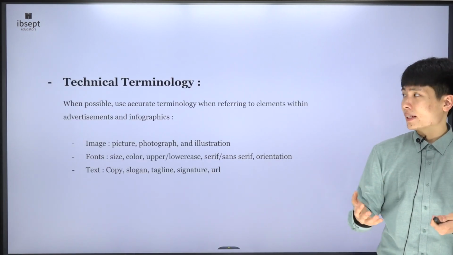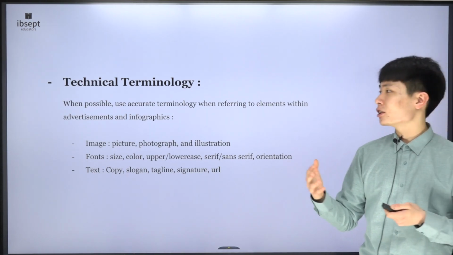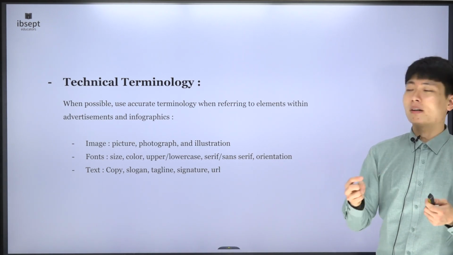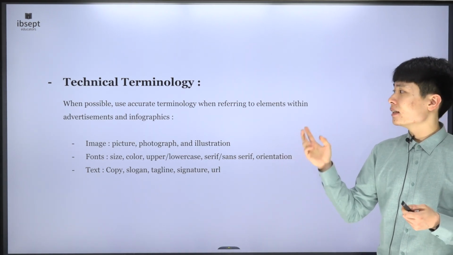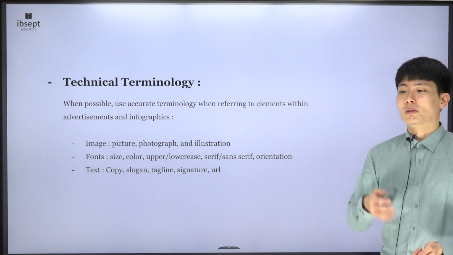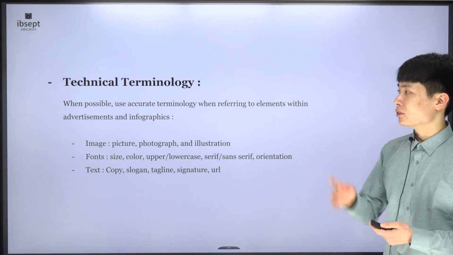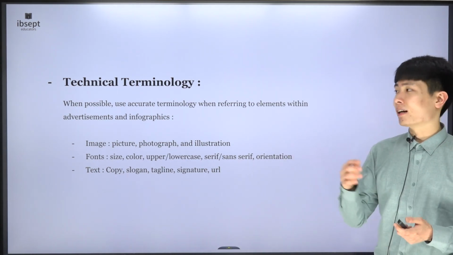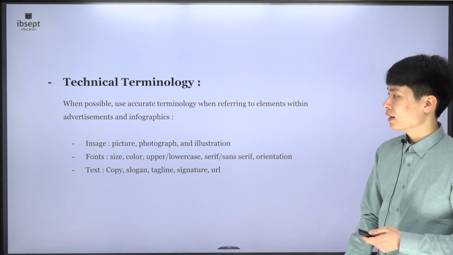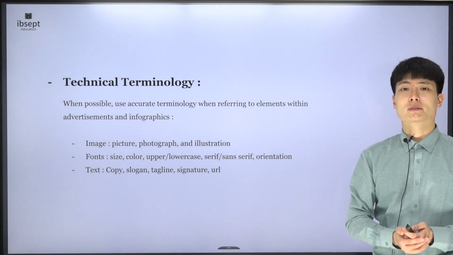Now we're going to be looking at technical terminology. This is the language you should be using in order to refer to specific parts of advertisements and infographics. Paper one is formal writing after all, and it will definitely benefit you if you can use this accurate terminology as often and as exactly as possible. So again, here's a list of terms. Have a moment to look at it, and then we'll move on.